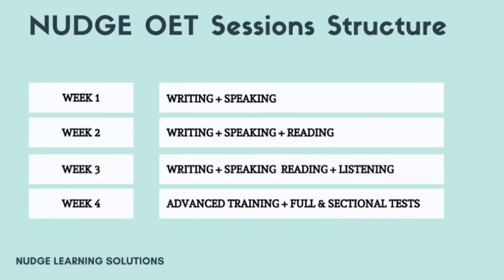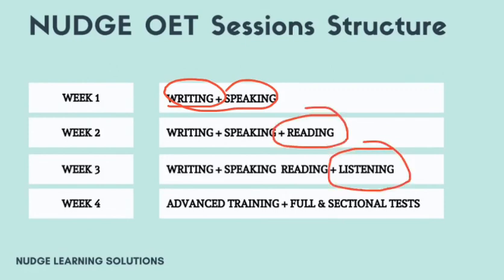If it's a full course, our structure is like this. In the first week we'll be starting with writing and speaking, then we add reading in the second week, and by the third week we'll add listening, and in the final week we'll have advanced training focusing on your weak areas, and then exam simulated full and sectional tests. So this is the structure of the full course of the NUTS OET sessions.